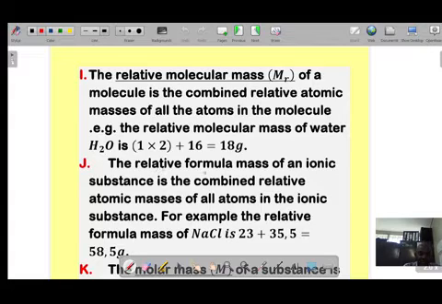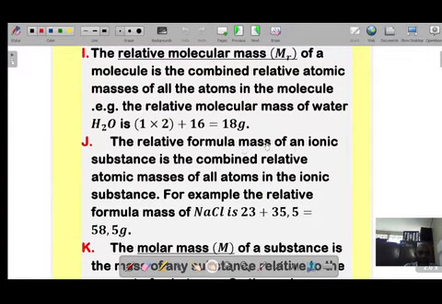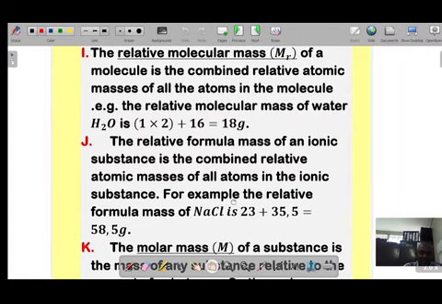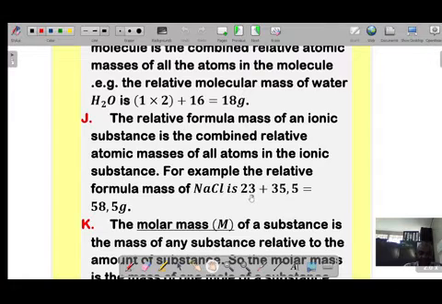And then the relative formula mass of an ionic substance is the combined relative atomic masses of all atoms in the ionic substance. For example, the relative formula mass of sodium chloride is 23, that is for sodium, then 35.5 for chlorine, which gives us what? 58.5 grams.